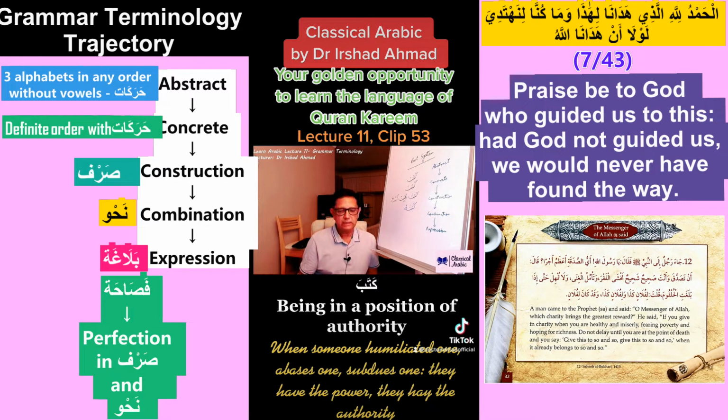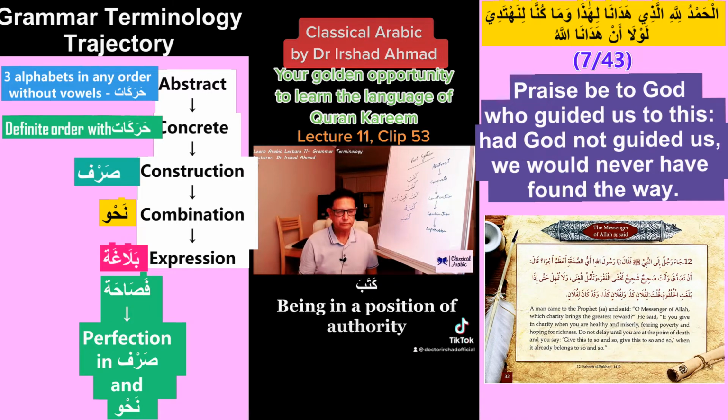And what is interesting is that there is a related meaning between this root kabata and the other one kataba. Kabata and that's kataba. The same letters, order is different. Kataba means being in a position of authority. So once someone humiliates one, abases one, and subdues one, they have the power, they have the authority.